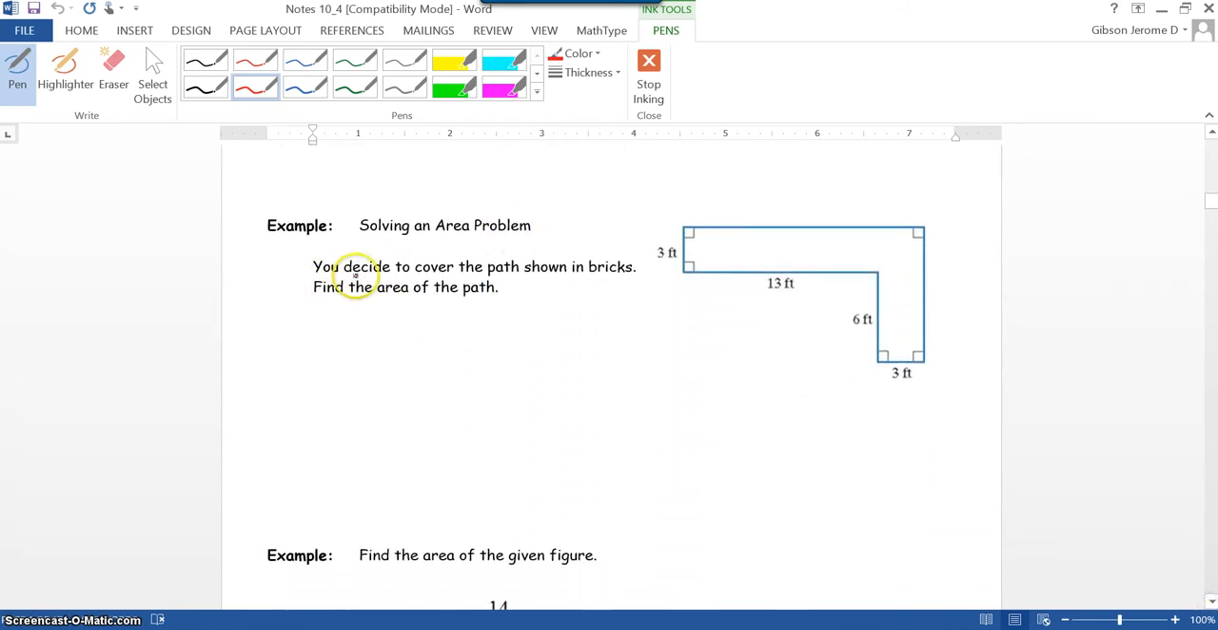Now, solving the area problem. You decide to cover the path shown in bricks. Find the area of the path. Now, what we have here, you notice this is in an L shape. But if we did this here, of course, I'm not drawing this with a straight edge, this would look more like a rectangle. So what we could do is take the large rectangle minus the small rectangle.